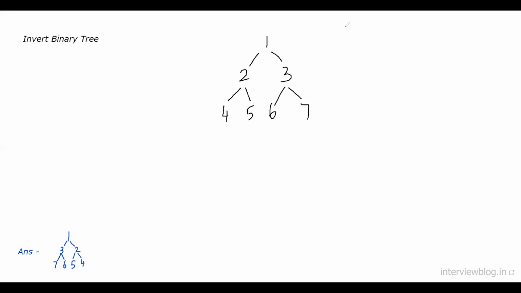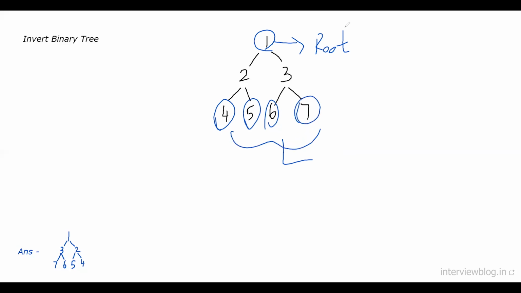So before diving into the question, a short introduction about binary trees. Binary trees are nothing but a collection of nodes, where the arrangement of these nodes represents a tree-like structure. So the topmost node of the binary tree is called the root node, and the bottommost nodes are called the leaf nodes. And each node of a binary tree can have a maximum of 2 child nodes.